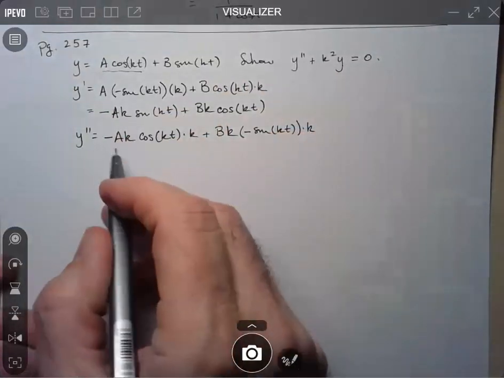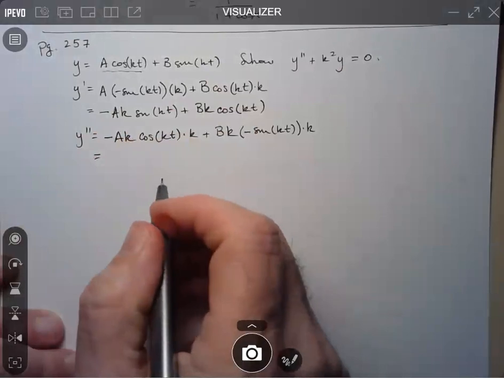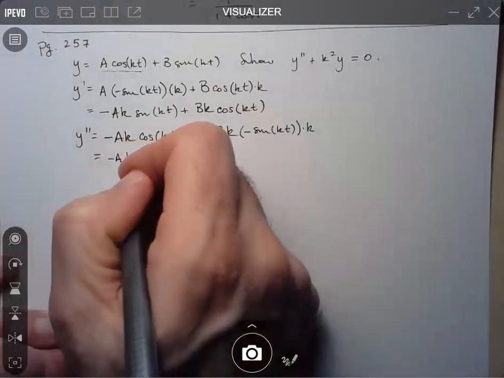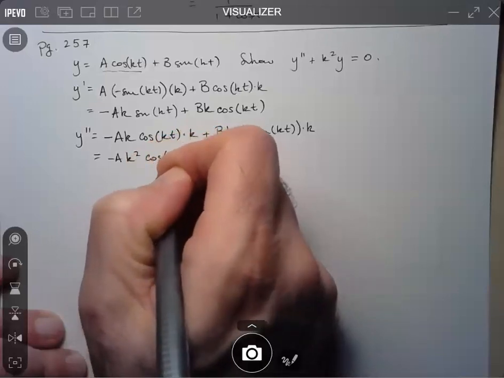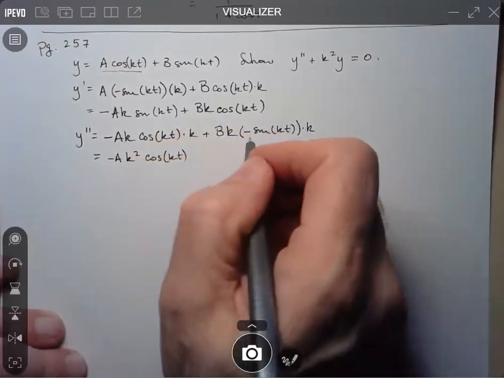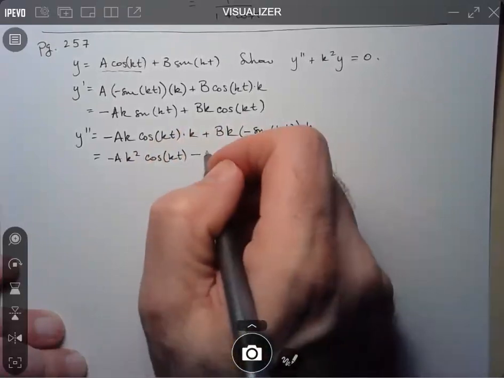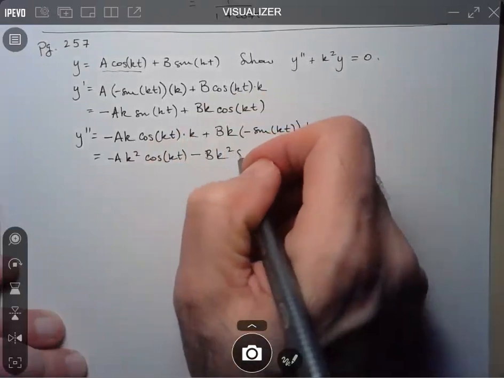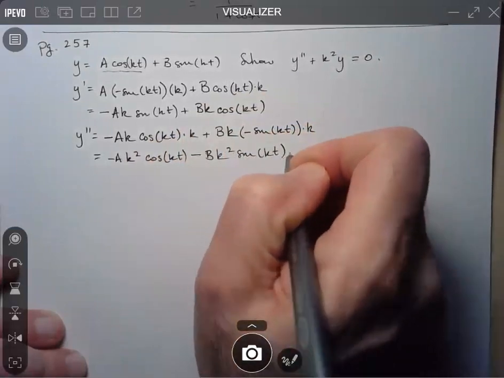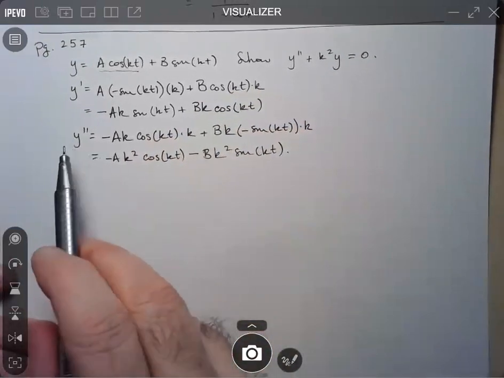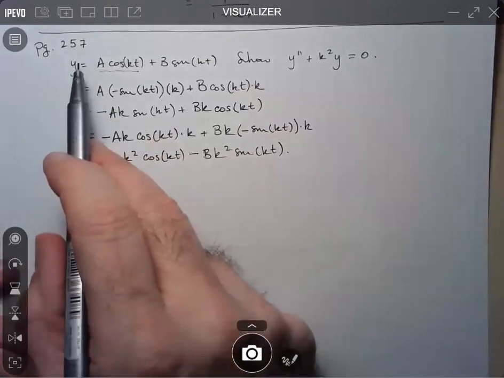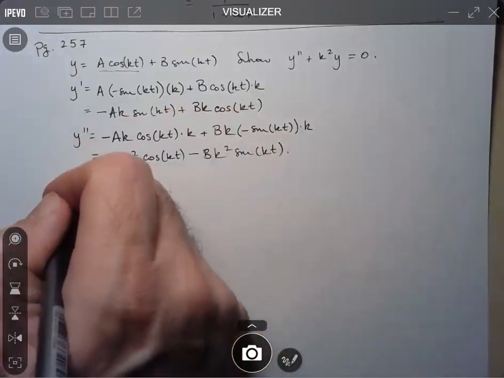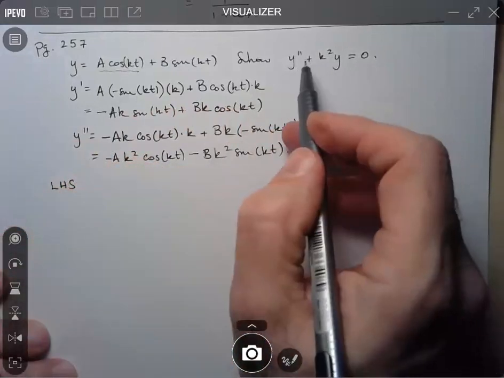Okay, and now before I put it back into the equation, let's clean it up. I've got my negative a. I've got two factors of k, so k squared times cos kt. And then here, I've got a subtraction now: b times, again, two factors of k, so k squared times sine kt. And now that I have y double prime, and obviously I know what y is, I can stick it into my equation. So let's take the left-hand side, because I want to show that this is true.